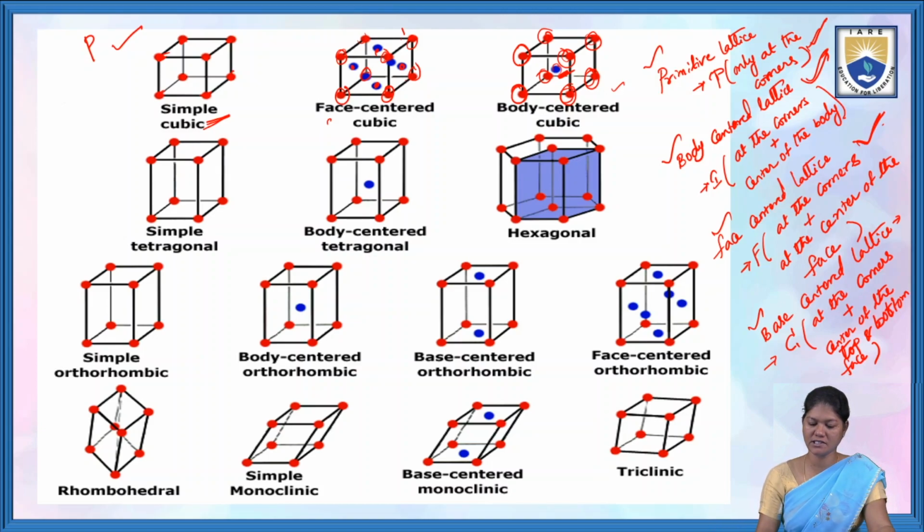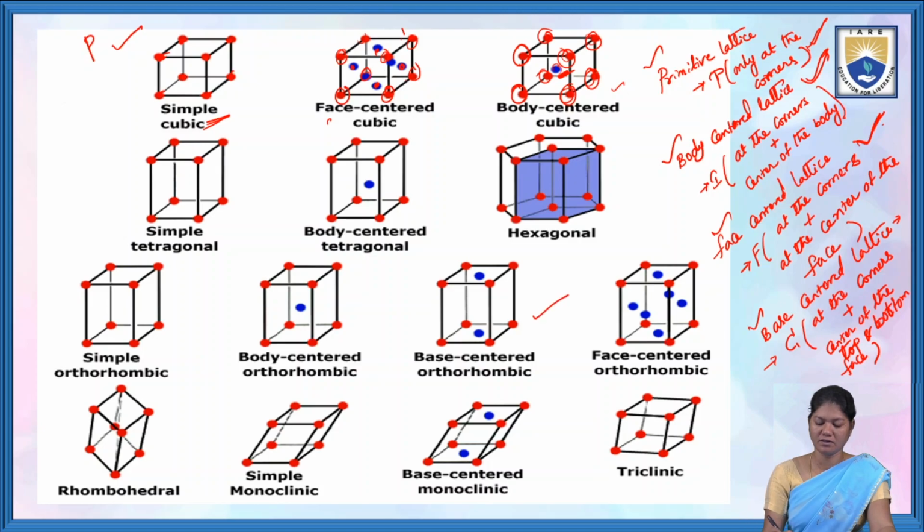Coming to the base centered. Base centered means lattice points only at the top and bottom. So at the center of the top face, along with the corners, there will be lattice points at the center of the top face and at the center of the bottom face.